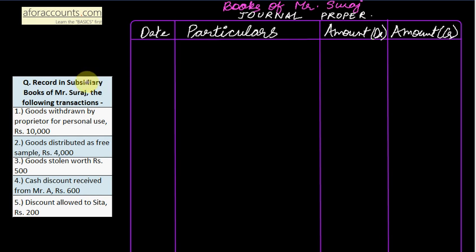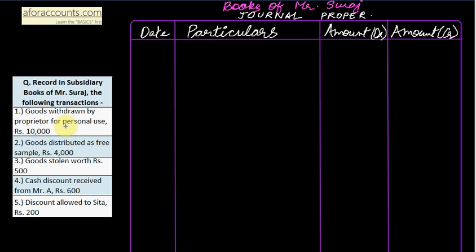Record in subsidiary books of Mr. Suraj the following transactions. Transaction number 1: Goods withdrawn by proprietor for personal use, rupees 10,000. This means it is drawing. It is neither purchase nor sale nor purchase return nor sales return, nor will it come in the cash book. Then where will you record this transaction?